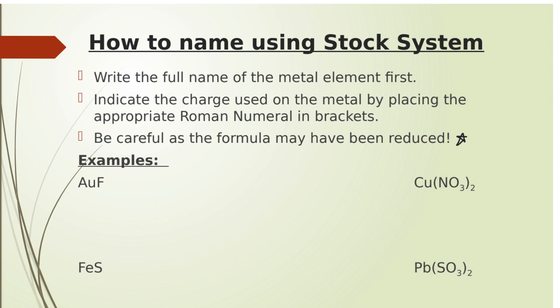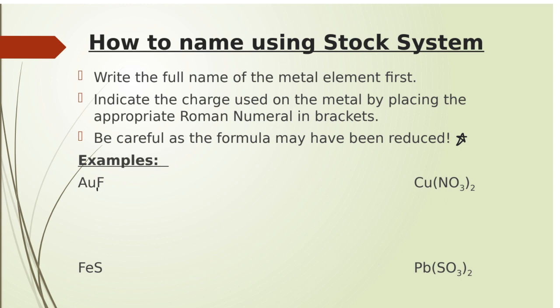So the only way to know what the charge is to reverse the crisscross rule, okay, and try to figure out what is the charge on each of those metals. And we'll go through some examples. And you got to be careful, because if they have reduced your charges, it sometimes can be tricky. You might make a mistake, and I'll show you there's a surefire way to know if they've been reduced or not. So we're going to look at AuF right here.